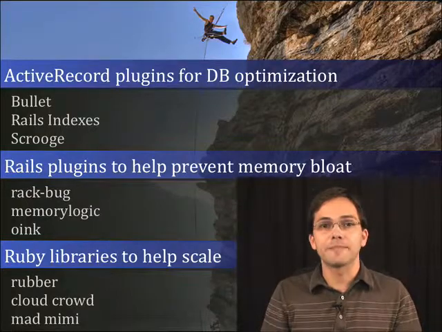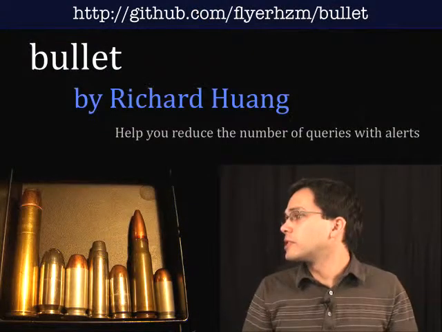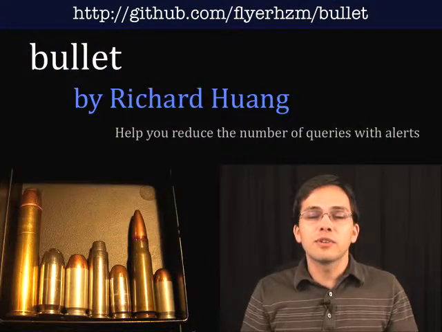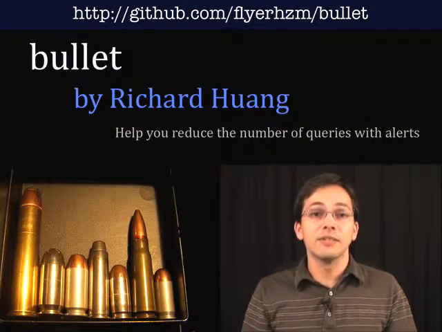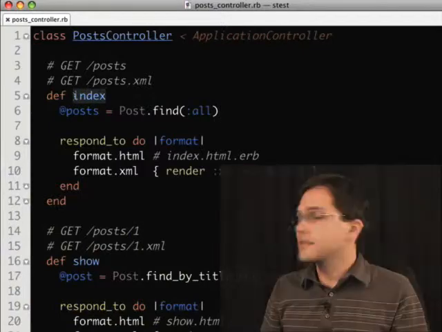So let's get going. First up, we're going to be taking a look at Bullet by Richard Huang, which helps you reduce the number of Active Record queries in your application by giving you alerts and sometimes even Growl notifications. So let's take a look at a screencast.